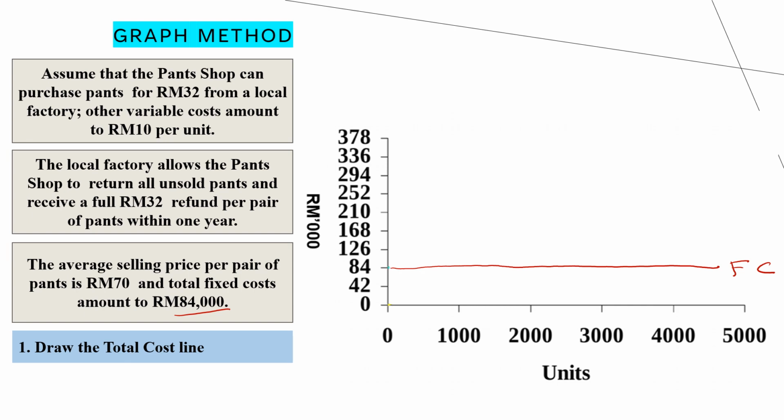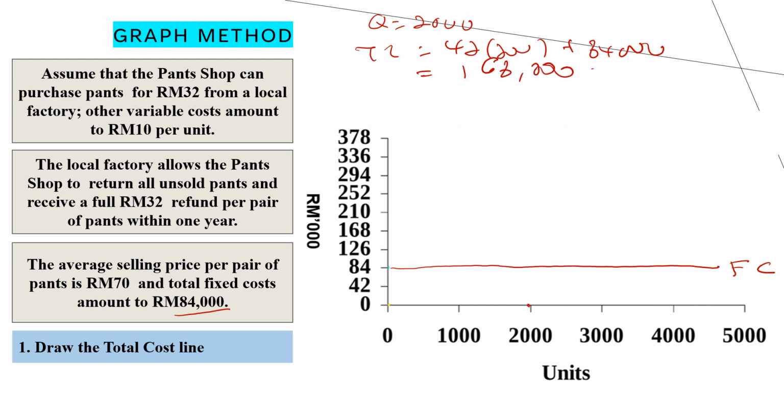And then in order for us to draw the total cost line, we need to come up with an assumption. Either we use 1,000 or 2,000, 3,000, 4,000 or 5,000. For this example, I think it's 2,000 units. So assume that we are producing 2,000 units. So the total cost is 42 times 2,000 plus 84,000, which is equivalent to 168,000.